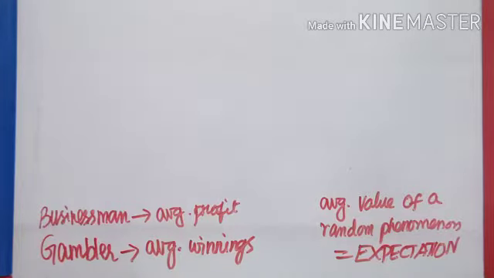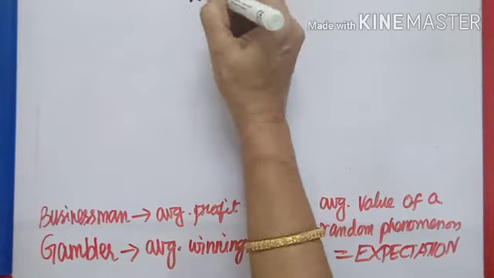So this idea of expectation, expected gain or expected profit or expected loss, all these things came into existence from the game of gambling, I can say. And now we will learn mathematical expectation in this chapter. Expectation is a concept derived when a businessman wanted to analyze his average profit, or a gambler wanted to know his average winnings. The average value of a random phenomenon we call expectation.